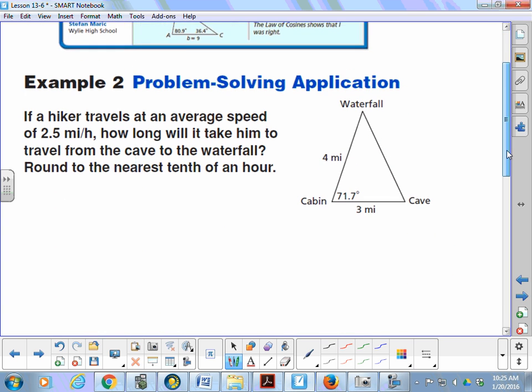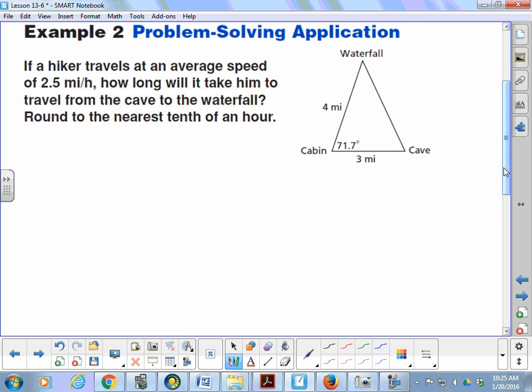All right, here's a little application problem. We're going to do an application problem, and then we have a formula for finding the area of a triangle when we know all three sides. Yesterday we learned how to find the area of a triangle when we know side, angle, side. Today we're going to learn a formula for finding the area when we know all three sides. But let's do this application one.